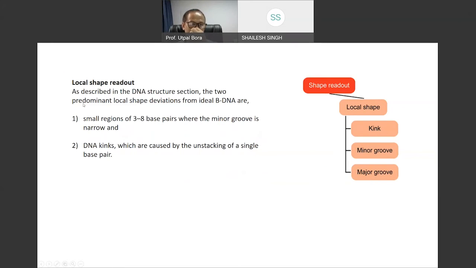So when it comes to the local shape readout, here are small regions of 3 to 8 base pairs where the minor groove is narrow, and there are other things like DNA kinks, which are caused by the unstacking of a single base pair. These two things lead to deviation from the ideal B-DNA.